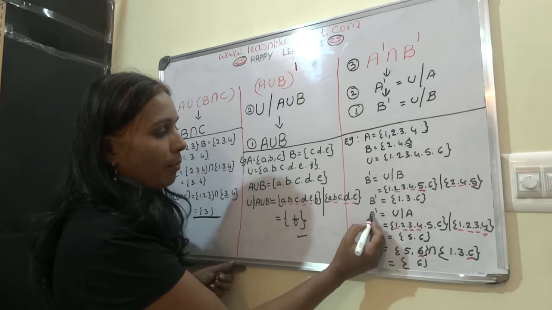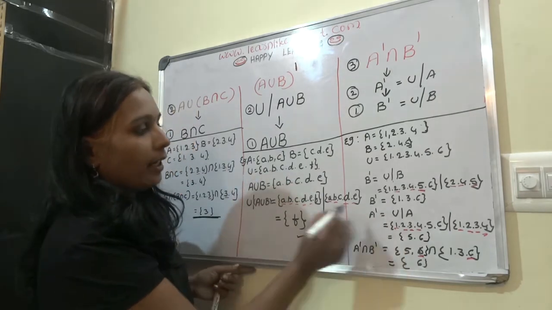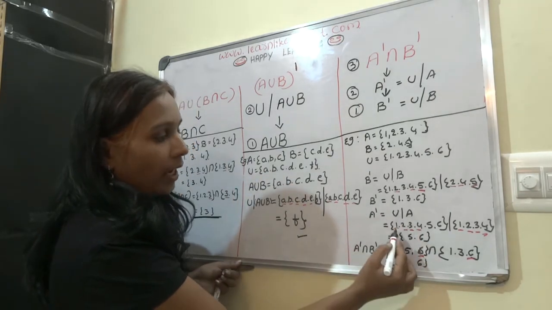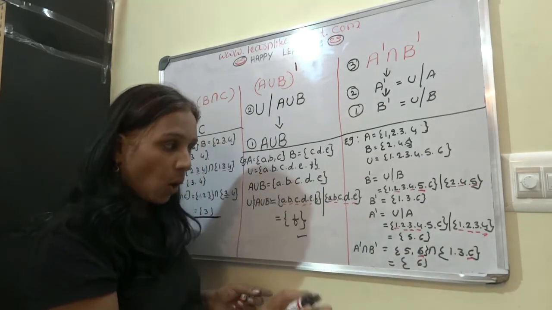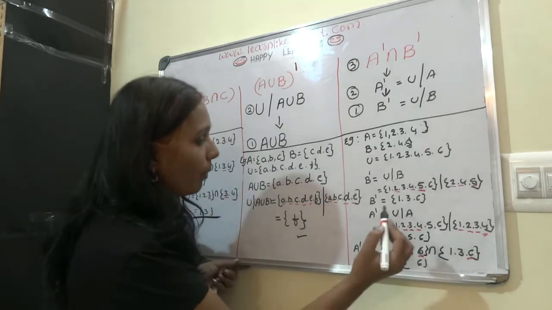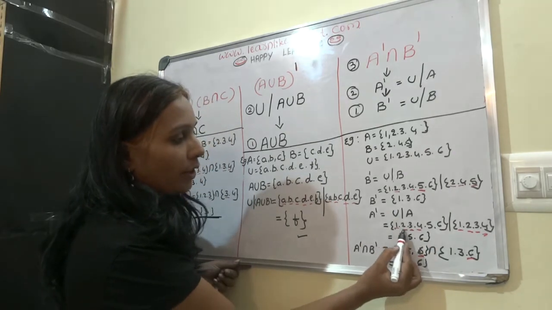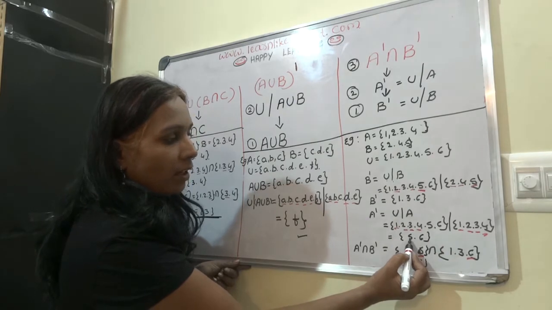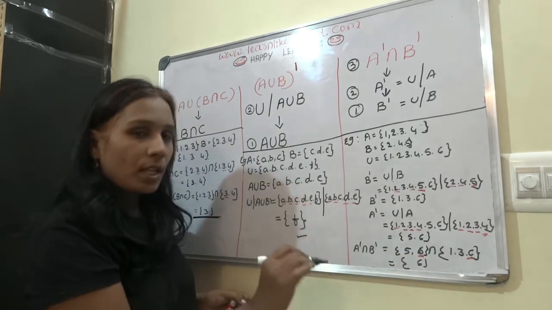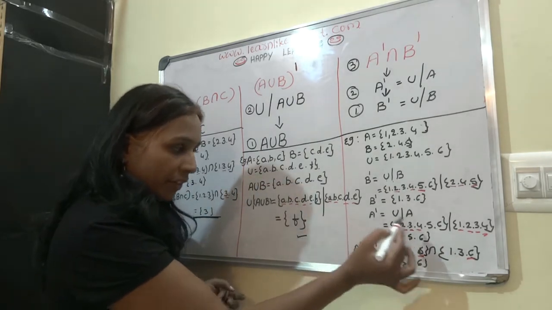Similarly, I have performed complement of A, that is U difference A. I have written U, I have written A, and I have taken out the common elements, those are 1, 2, 3, 4. The remaining elements I am left with are 5 and 6. Those are my complement of A.